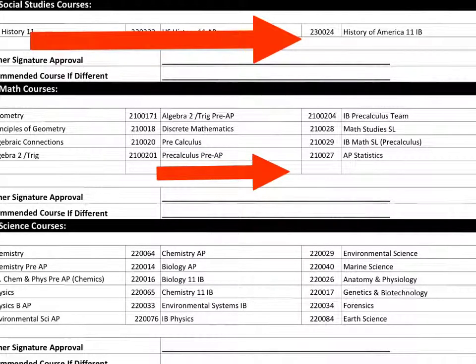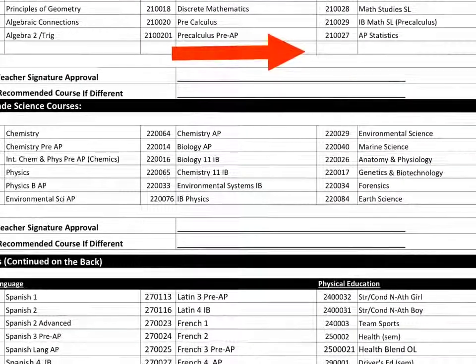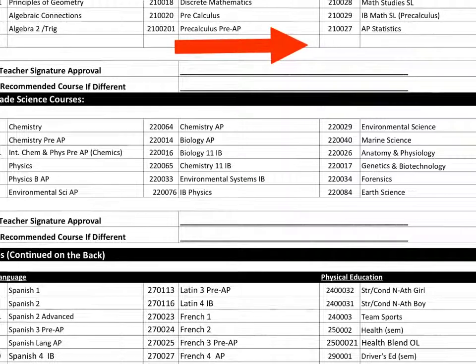A second area where there is a little bit more to think about, a real decision to be made, is in the area of science. And you'll notice there are numerous classes under science that have AP somewhere in the title. IB students take 2 years of the same science. So one of your science choices will be between biology, which next year will be biology 11 IB, or chemistry 11 IB.